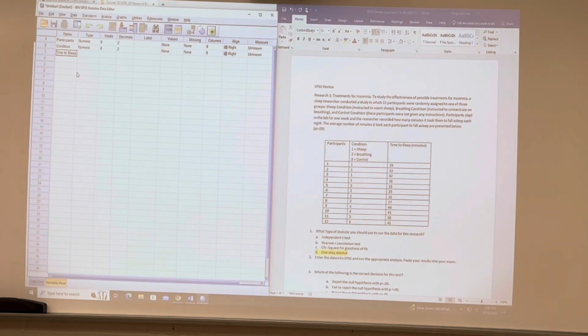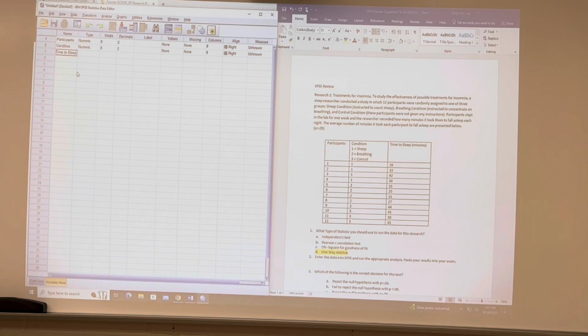Do I do anything wrong? Can't have spaces. If I enter right now, they're going to tell me what? Illegal variable. Why illegal? Spaces. I have a space, and they won't allow me to do that, right? So you can put them as one word, or I can put an underscore.